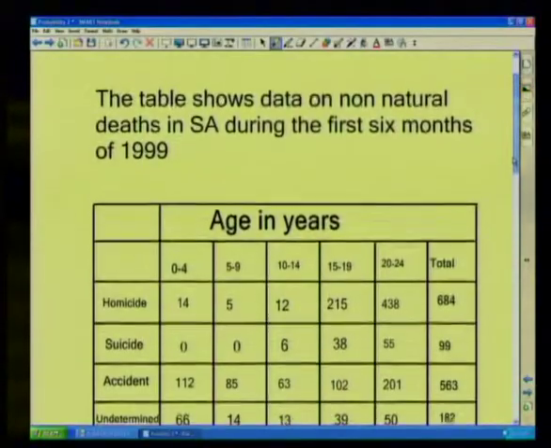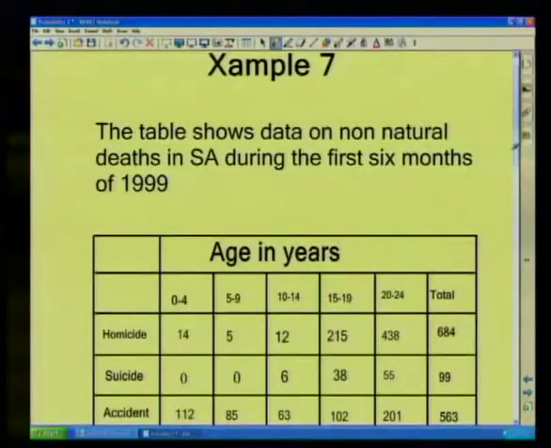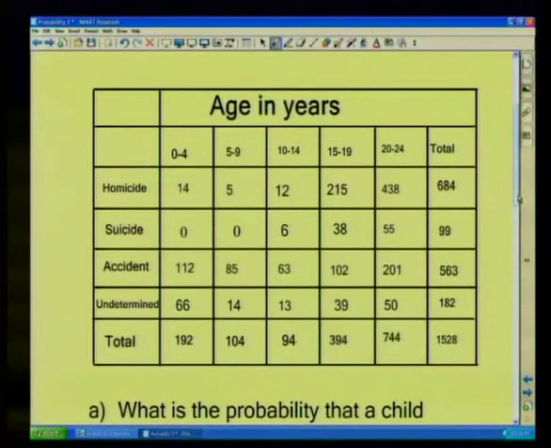Right, now often, instead of getting you to draw the contingency table, they actually will give you a contingency table with all the data that you actually need. So in this table, this shows the data of non-natural deaths in South Africa during the first 6 months of 1999. Okay, you can see from this information, there's the ages of the people at the top, and then the types of deaths that are unnatural along the side. Okay, now all you're needing to do now is read carefully. You need to find out what is your numerator and what is your denominator. Okay, let's have a look at the first question.